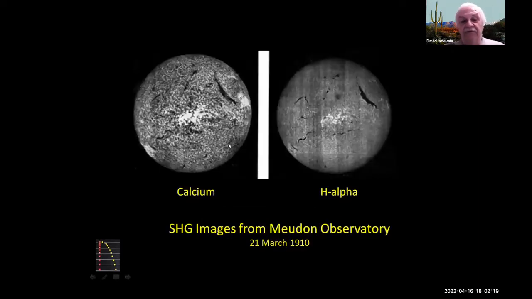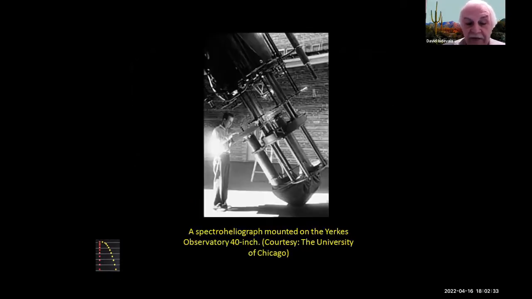These were images from his observatory in 1910, from the Meudon Observatory, calcium light on the left and hydrogen alpha on the right. This was a spectroheliograph mounted at the Yerkes Observatory, the 40-inch telescope, by Hale. This was one of Hale's instruments, and for scale, you could see the individual setting this up and getting ready to photograph an image of the sun, probably in hydrogen alpha.